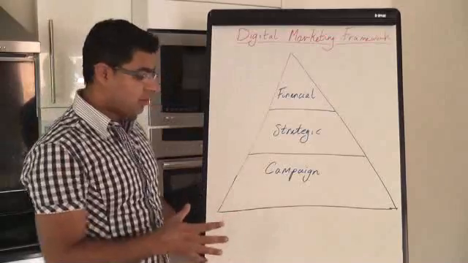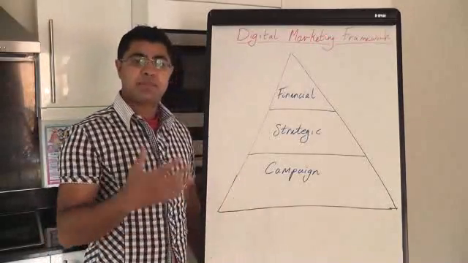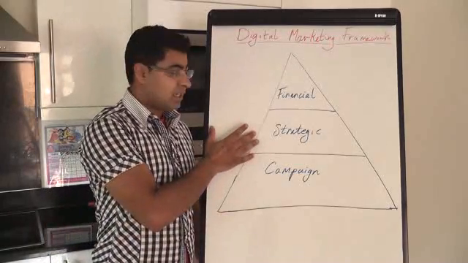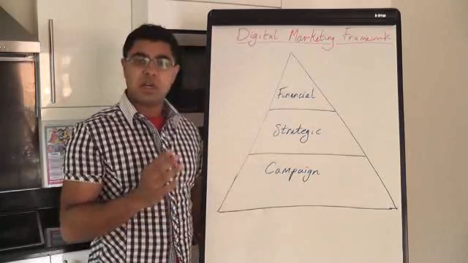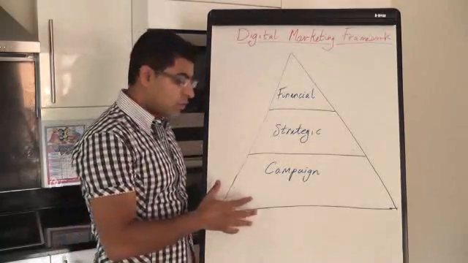So the first component of a digital marketing framework, or dimension, are the campaign metrics and exposure metrics. The second component are strategic metrics, and the final component are financial metrics. Let's talk about the campaign metrics and what they are.